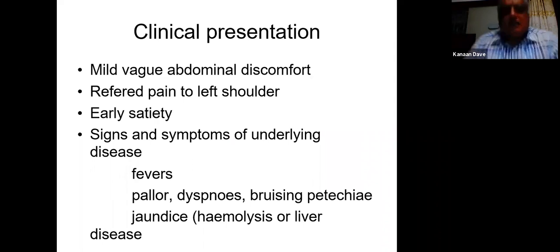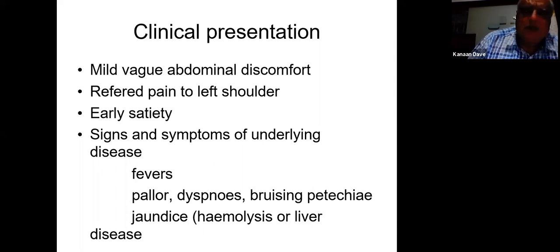So how does splenomegaly present? It's surprising that sometimes you find patients who are not aware that they have an enlarged spleen, but when you take their history, yes, they will complain about vague abdominal discomfort. There may be referred pain to the left shoulder, early satiety, because an enlarged spleen will be pressing on to the gastric region, the stomach, and these are patients who take small meals and they get full very quickly. So we call that early satiety.